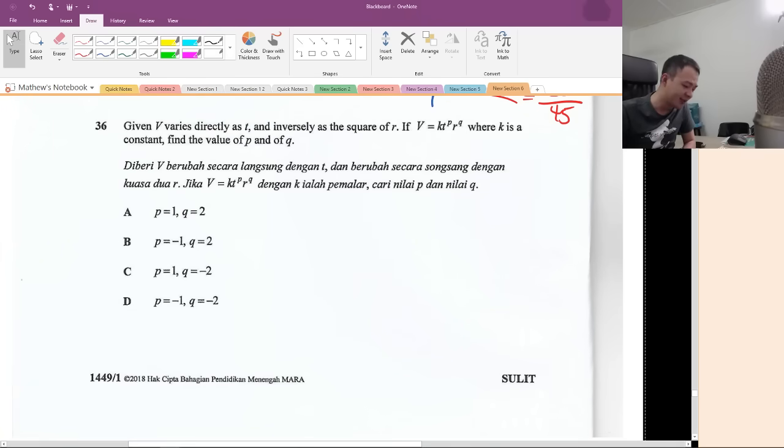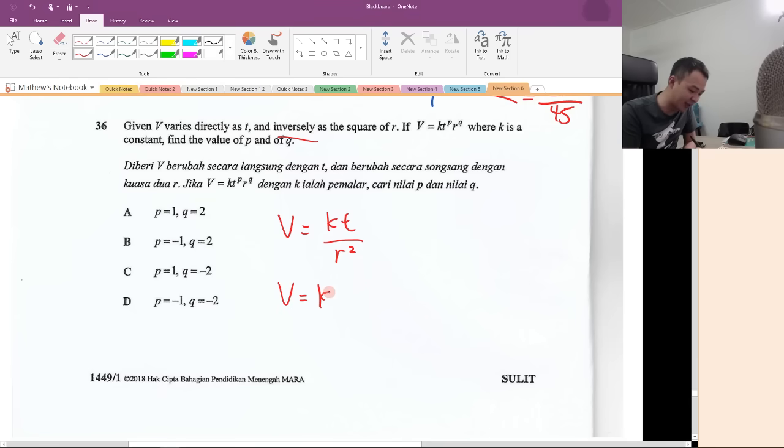Okay, 36. Given that V varies directly as T and inversely as R. So V varies directly, so it will be KT. And inversely means right at the bottom, R square. So if V equals KT^P R^Q, find P and Q. So basically I'm going to make it look alike. So KT multiplied by 1 over R square, and 1 over R square is basically R to the power of negative 2.